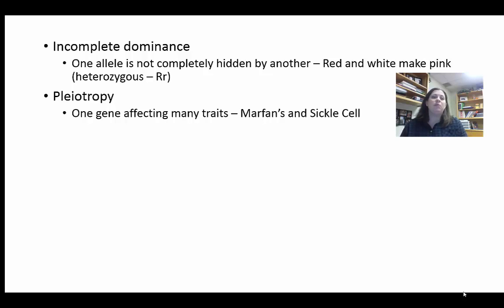Pleiotropy. Pleiotropy, remember, is one gene affecting many traits. Okay, remember this is where we saw that collagen could be affected. That's one protein, and it causes Marfan syndrome. Or hemoglobin is defective, and hemoglobin is one protein again, but it can cause sickle cell disease.